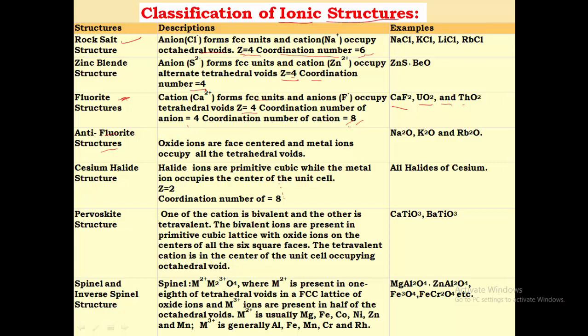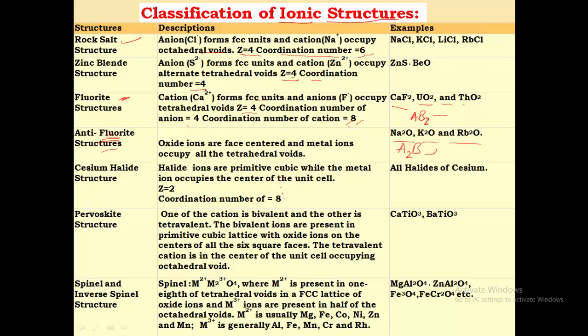Antifluoride structure means the oxide ions are face centered and metal ions occupy all the tetrahedral voids. Examples are Na2O, K2O and Rb2O. Remember, if the compound is of type AB2, then the structure of the ionic crystal is a fluoride structure. And if the formula of the compound is A2B, then it is an antifluoride structure. Okay, AB2 fluoride structure, A2B antifluoride structure.